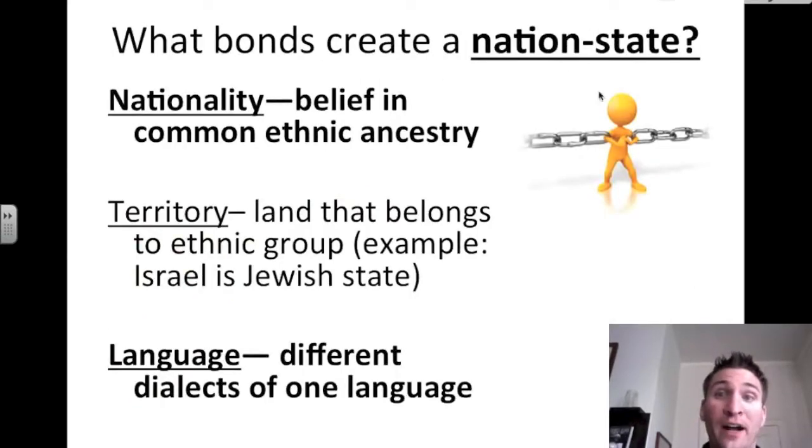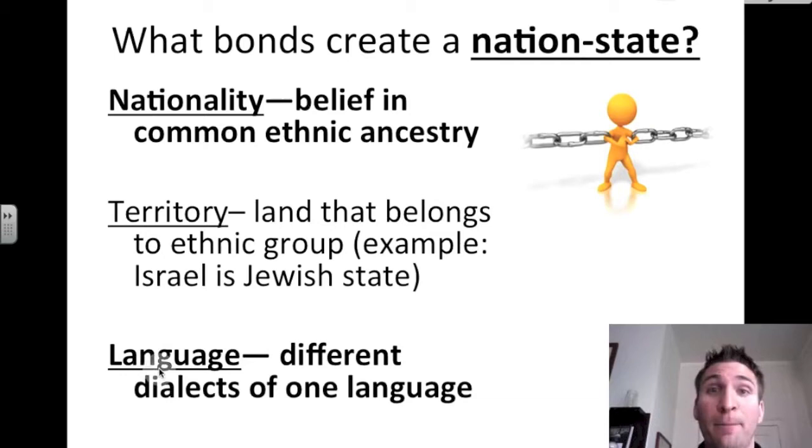So what bonds nation states? Nationality, which is the belief in common ethnic ancestry. Territory, the land that belongs to a particular ethnic group. For example, Israel is a Jewish state. The vast majority of people in Israel are Jewish. It was created to become a religious state for Jews.